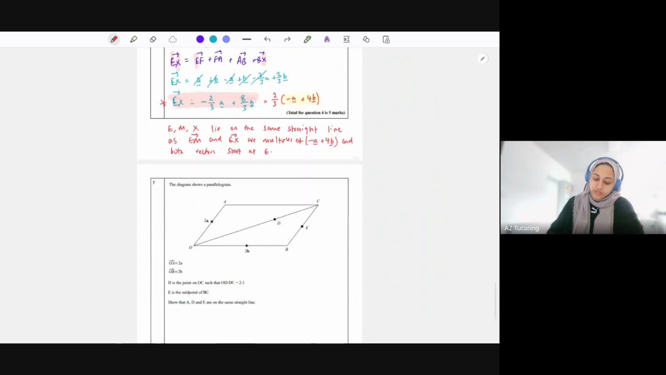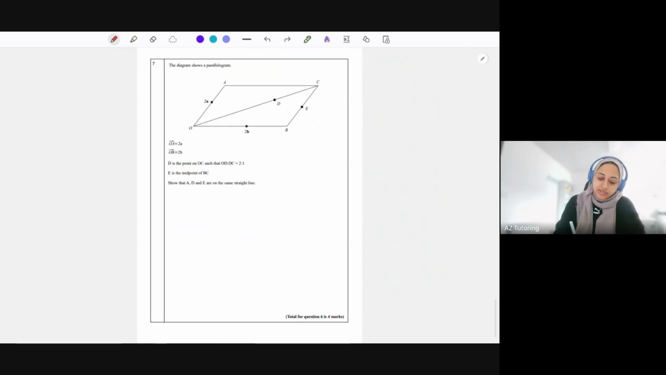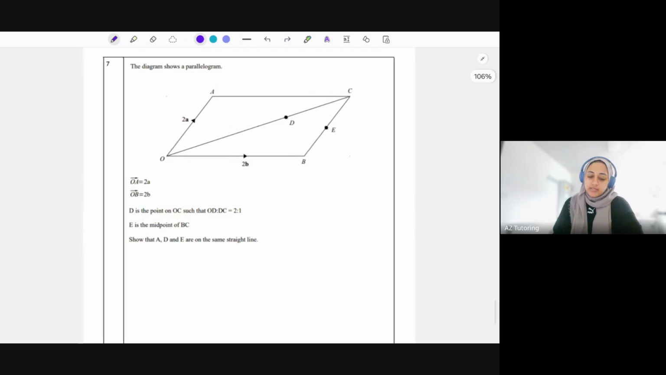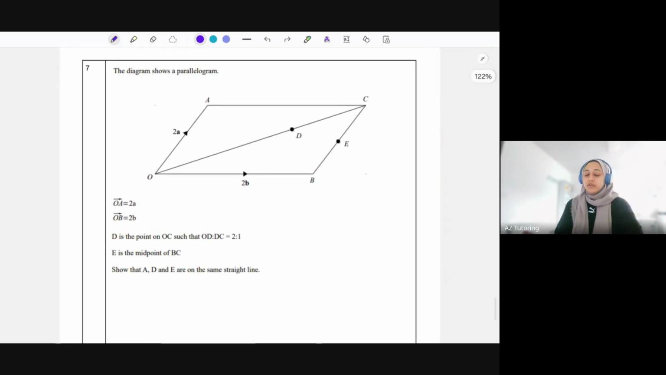Okay, let's move over to the final vector proof question, question 7. It says here this diagram shows a parallelogram. Relevance of that is this side is parallel to this side, so BC would be 2A. And this bottom, which is 2B, will be the exact same as AC, so that'll also be 2B as well. So that's the relevance of telling us it's a parallelogram. They've told us two vectors, OA is 2A and OB is 2B, which we can see on the diagram.